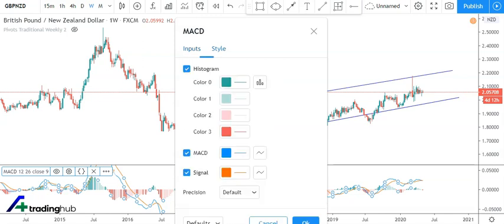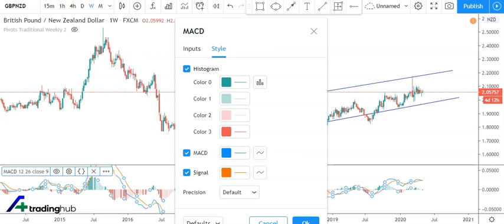Then you go to style. This is the default color. You can tweak it or you can use it however you want. You can change the color maybe from green to blue, from red to maybe yellow, whatsoever you want to use. But I prefer using the default setting. I don't like going all fancy.